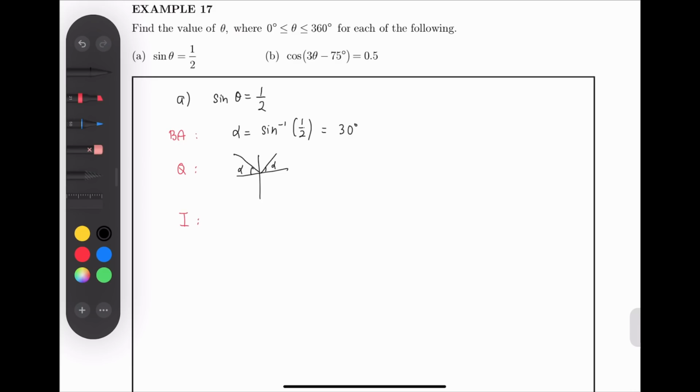So this is basically our alpha. The third step is to find the interval. So the interval is from 0 to 360. And the last part is to rotate. So let's rotate. The first rotation is the basic angle, which is 30. The second one is basically 180 minus the basic angle, which is 150. So that's the answer.